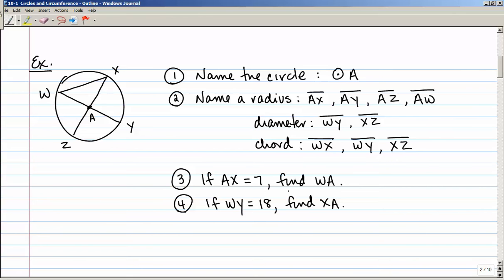Number 3, if the length of AX is 7, find the length of WA. So AX is a radius, so if that radius is 7, that means all these radii are going to be 7. So the length of WA is also going to be 7. Number 4, if WY is 18, find XA. Well, 18 is a diameter, XZ is also a diameter, that would also be 18, and XA would be half of that, so the length of XA would be 9.